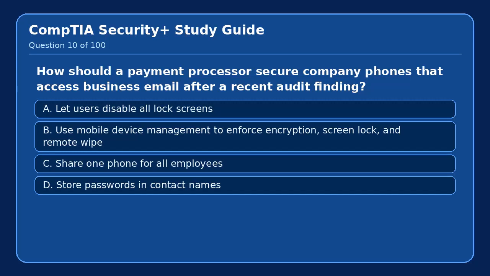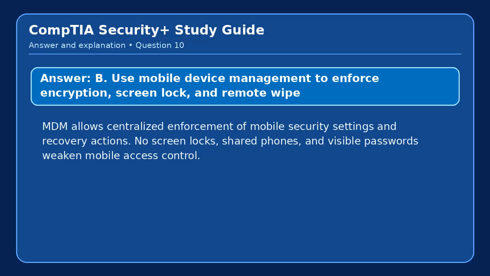The answer is B. Use mobile device management to enforce encryption, screen lock, and remote wipe. MDM allows centralized enforcement of mobile security settings and recovery actions. No screen locks, shared phones, and visible passwords weaken mobile access control.